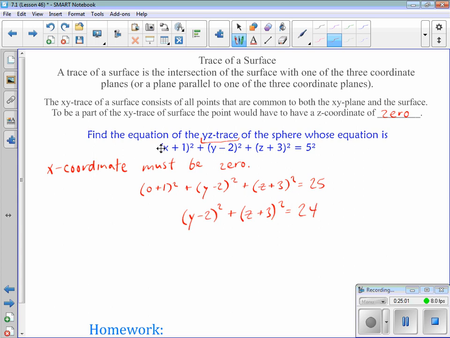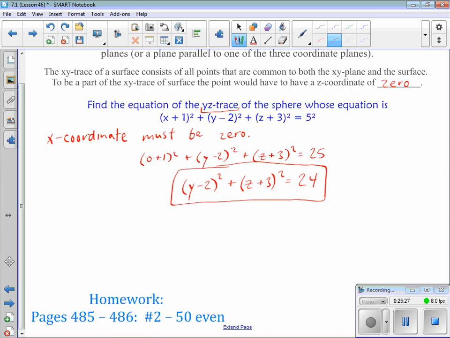Okay, what kind of a figure was this, just looking at the rule? This was a sphere, right? And it says of the sphere, right? So we started with a sphere, and it intersected the YZ axis. What does this look like? A circle. So does that make sense? And this is your answer. You're done. Okay. Cool. So then there's your homework.